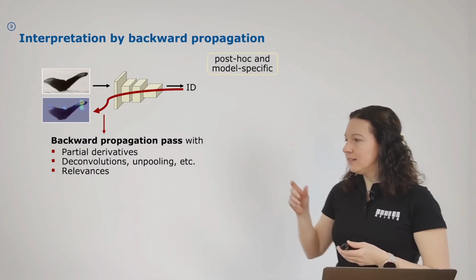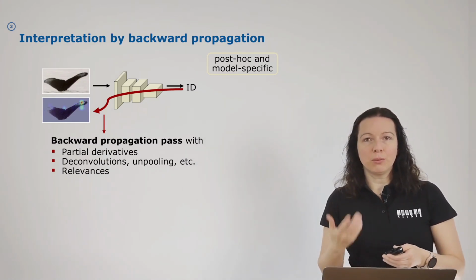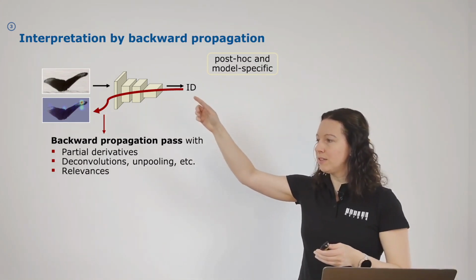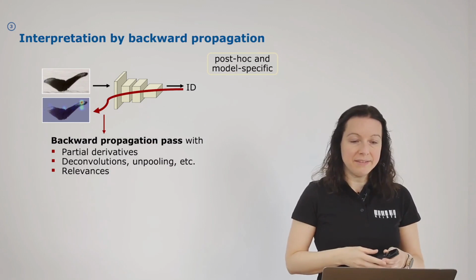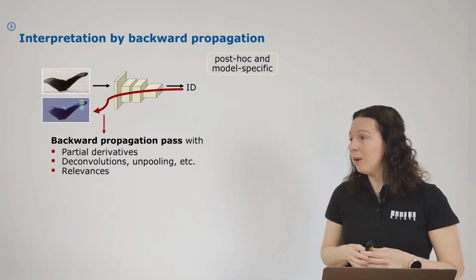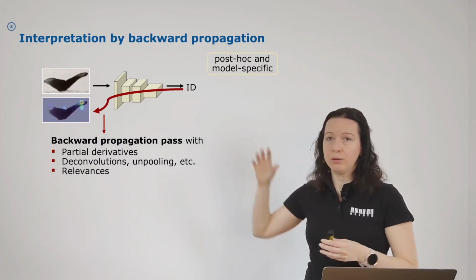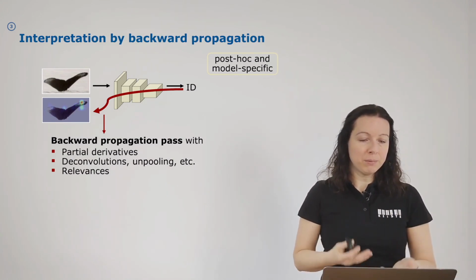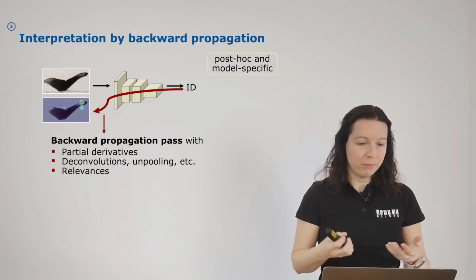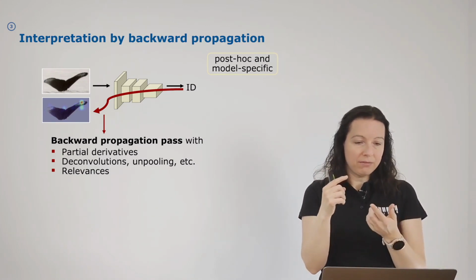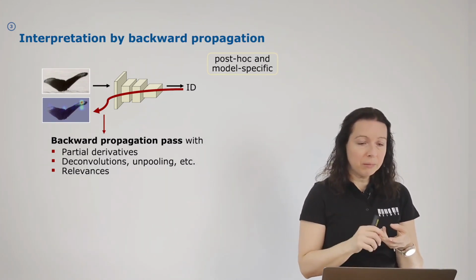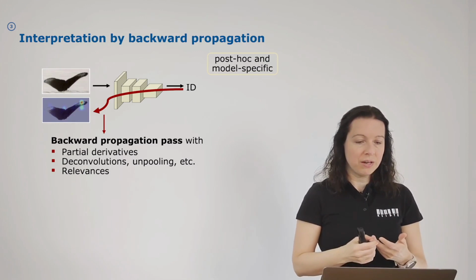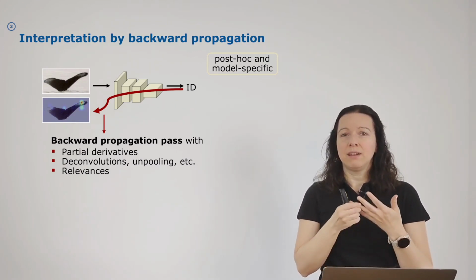So what you see here is again our whale example. So you want to understand which part in the image is responsible for a specific decision. Our specific decision is a specific ID. And so now we have a look at the backpropagation process. So you start from the output and you go back to the input. And the backpropagation path is performed. What is happening in there? We will have a look at the partial derivatives, but then there are also deconvolutions or unpooling, especially in convolutional neural networks, and we will have a look at relevances.